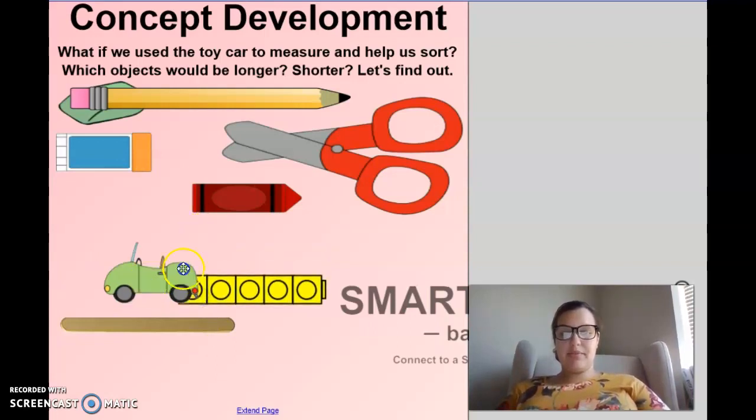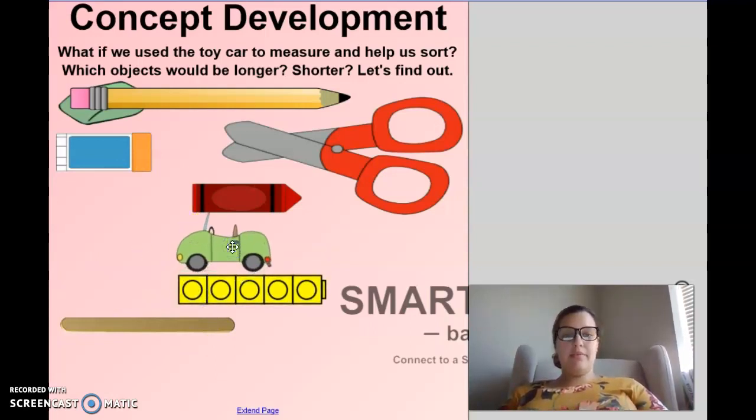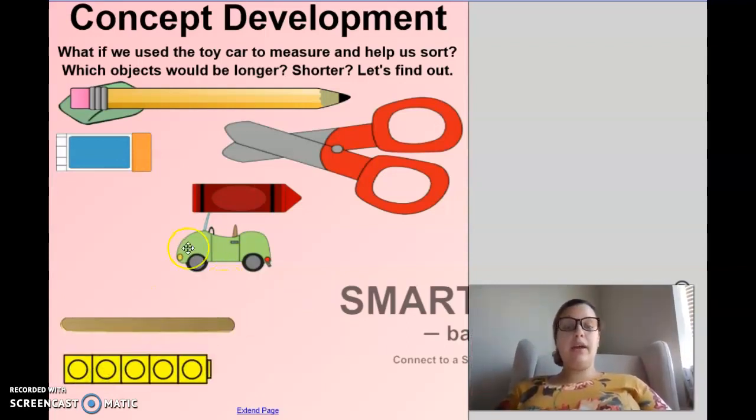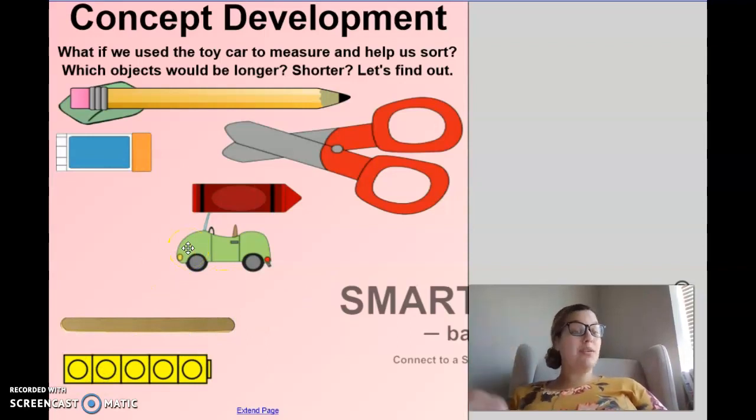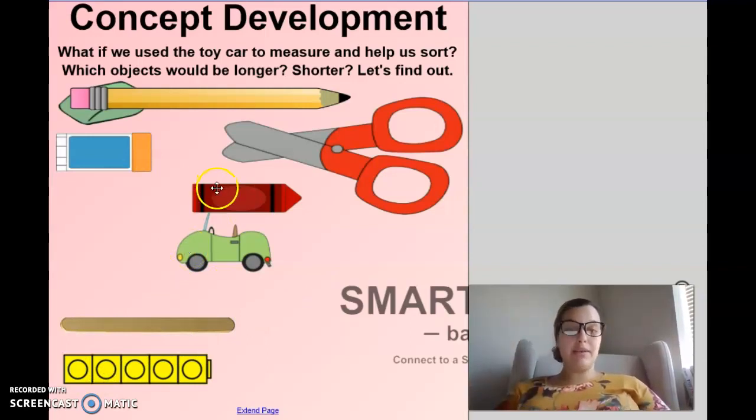Move these cubes down. Is the car shorter or longer? The car is shorter. The cubes are longer. I love that we're using words like shorter than, longer than. That's exactly what I want to hear.